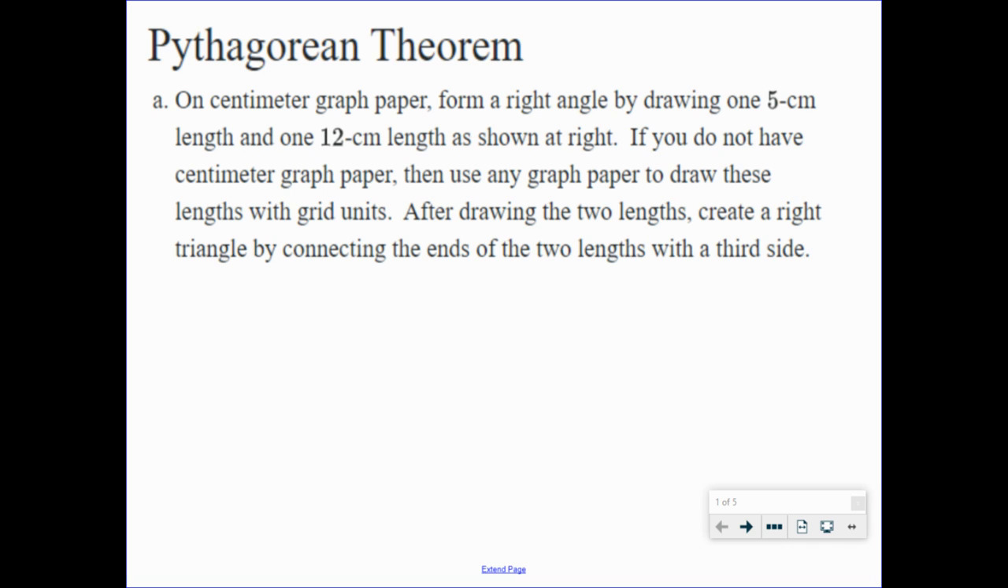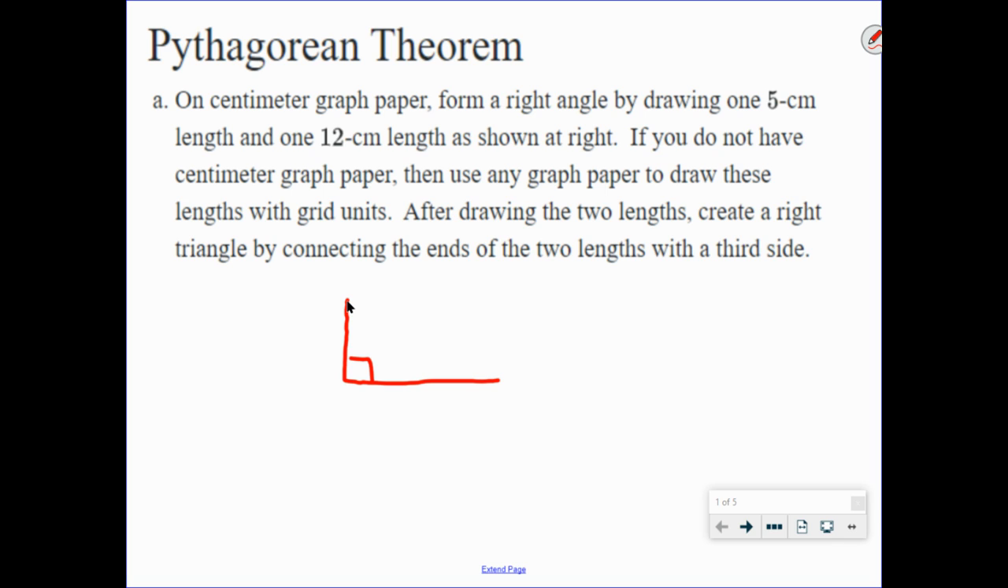And so it says on a centimeter of graph paper. So you're going to need graph paper for this. So pause the video if you need to go and get that. All right, so on a centimeter of graph paper, form a right angle. So we're making a right angle here, and I'm going to indicate that with my little box.